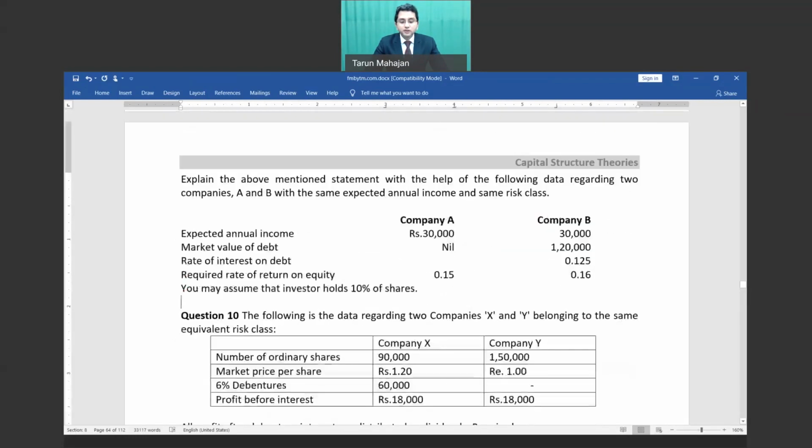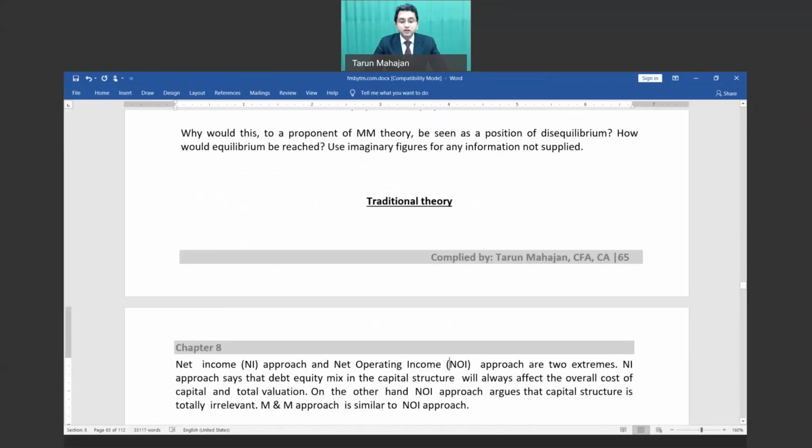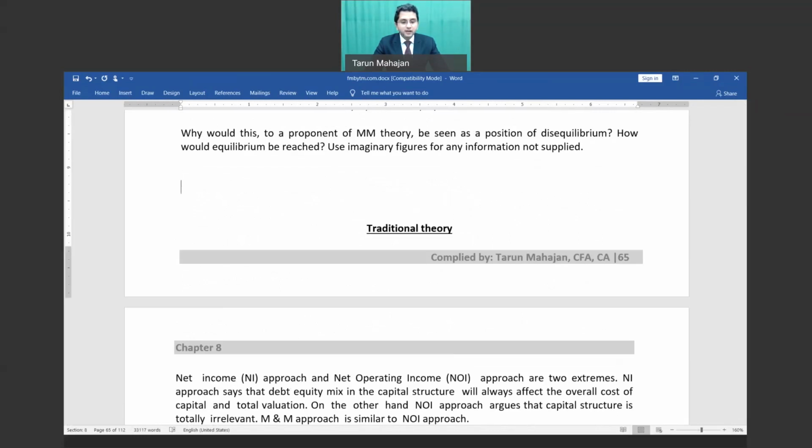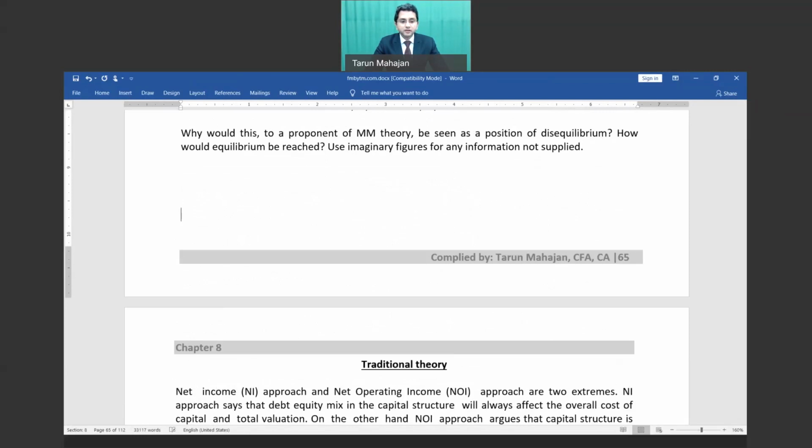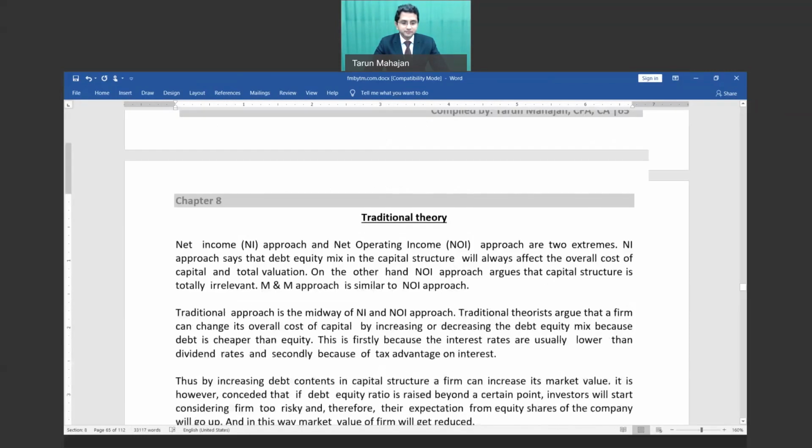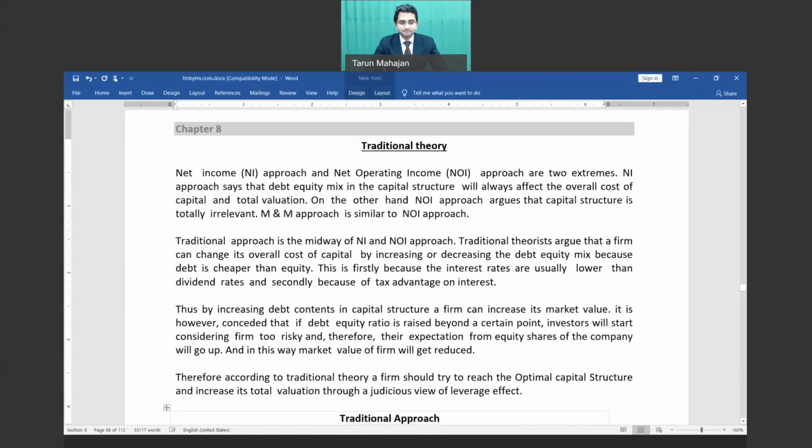Now the last approach is actually the traditional theory. Okay. Not getting any reactions from your side. Have you got it?